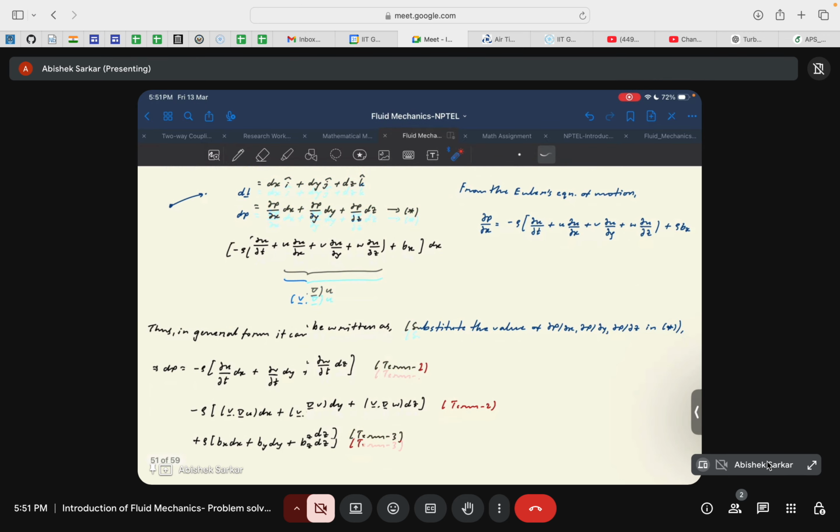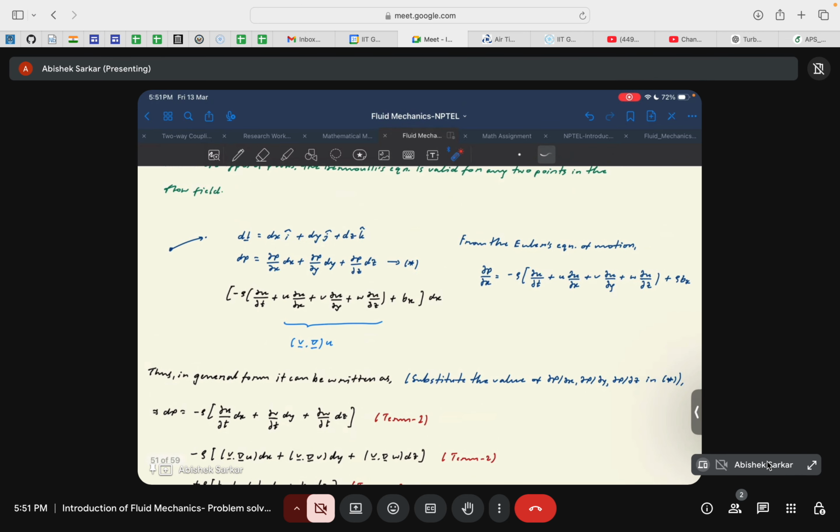So we will try to derive Bernoulli's equation starting from Euler's equation of motion. Now consider a streamline whose length is say dl. Then in a vectorized manner, we can represent the streamline as dx i cap plus dy j cap plus dz k cap.